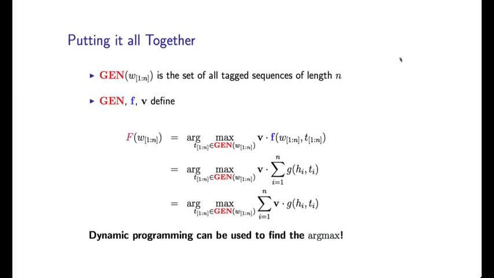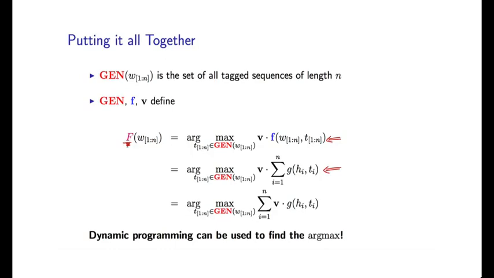So now we've seen that if we define our global features f as a sum of local features g, we can efficiently calculate this function from sentences to tag sequences using the Viterbi algorithm. That is critical for two reasons. One is, if we want to apply our global linear model to a new test sentence, we clearly need to calculate this function f. And we need to be able to calculate it efficiently.